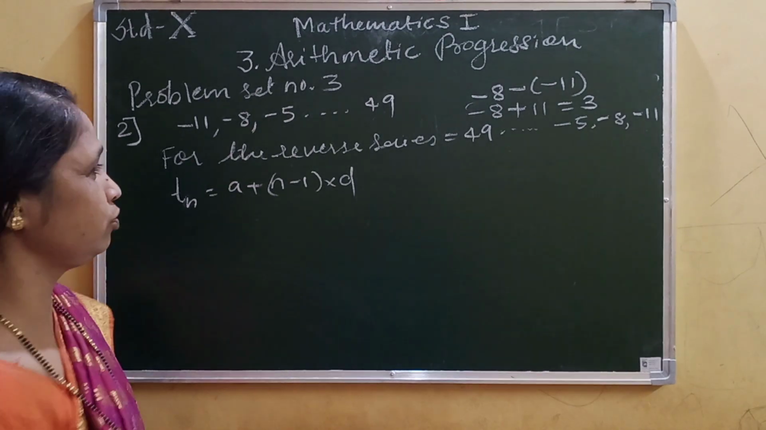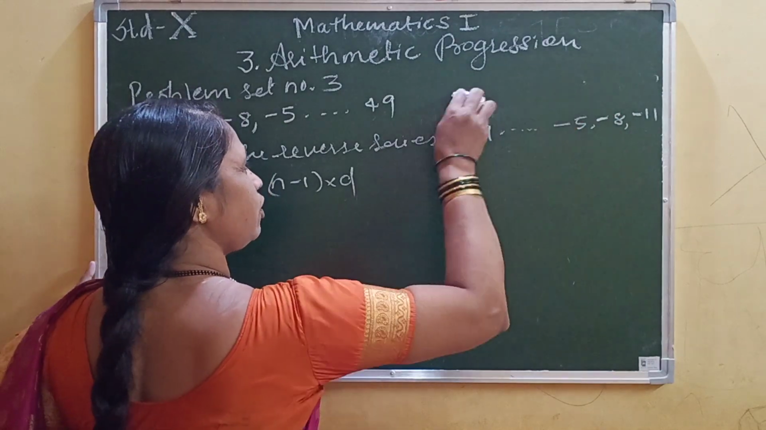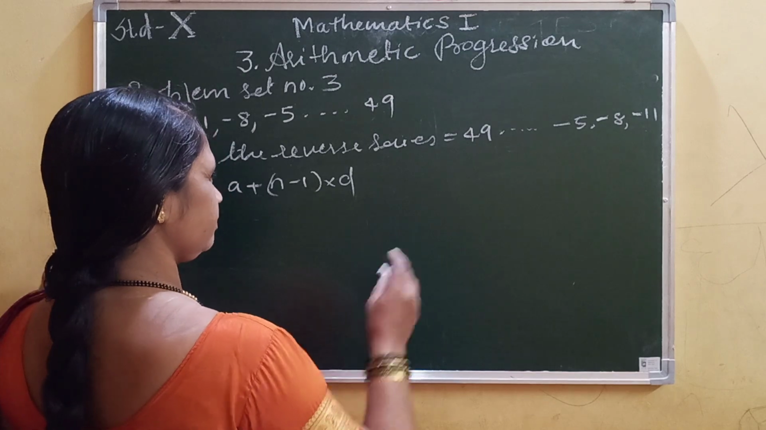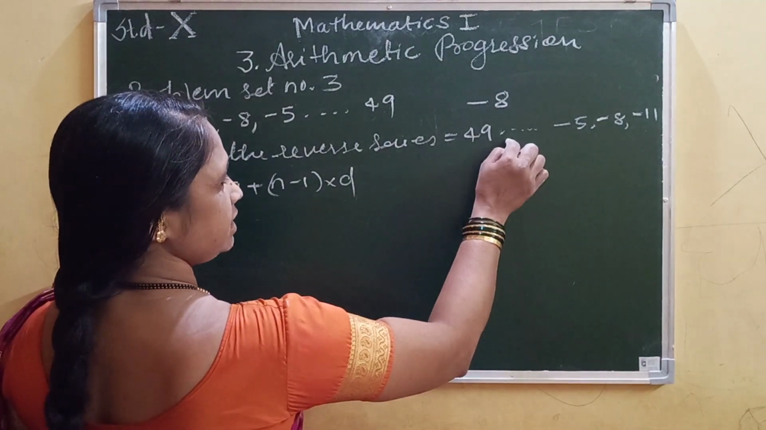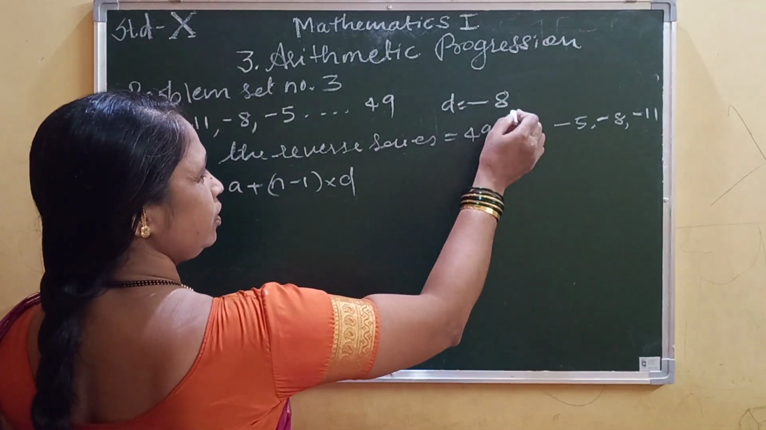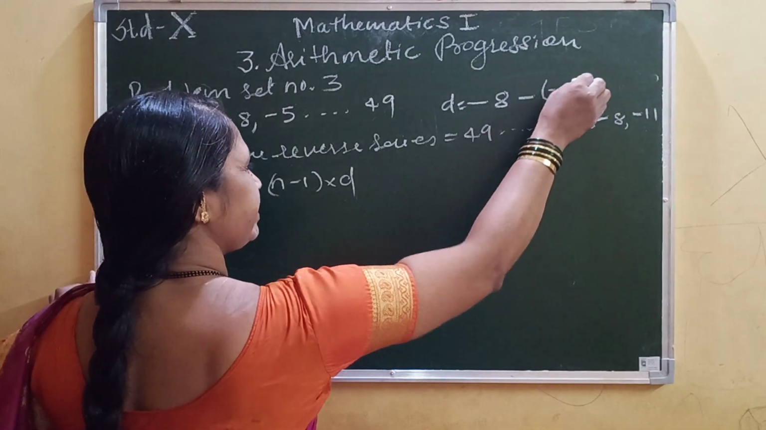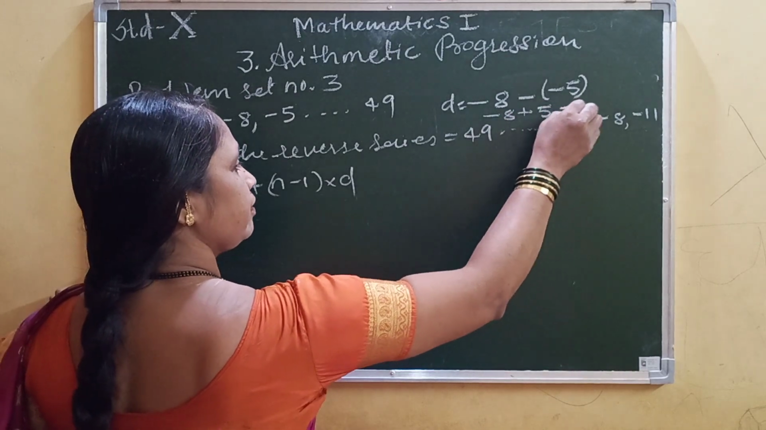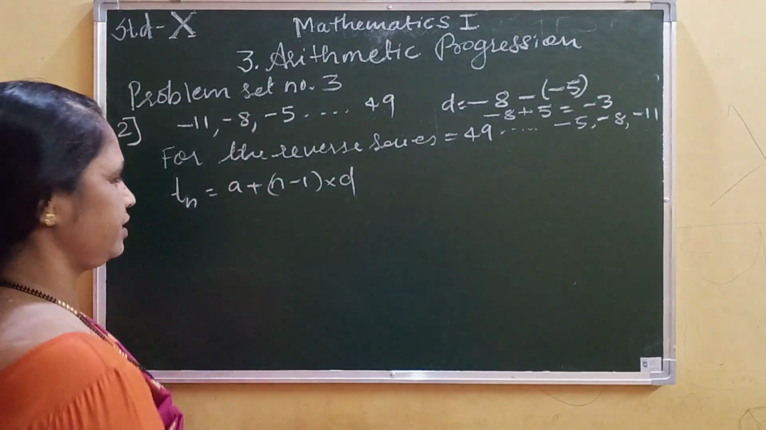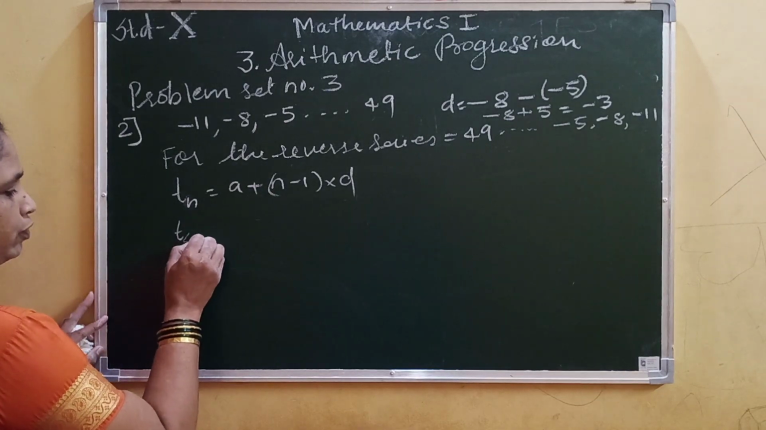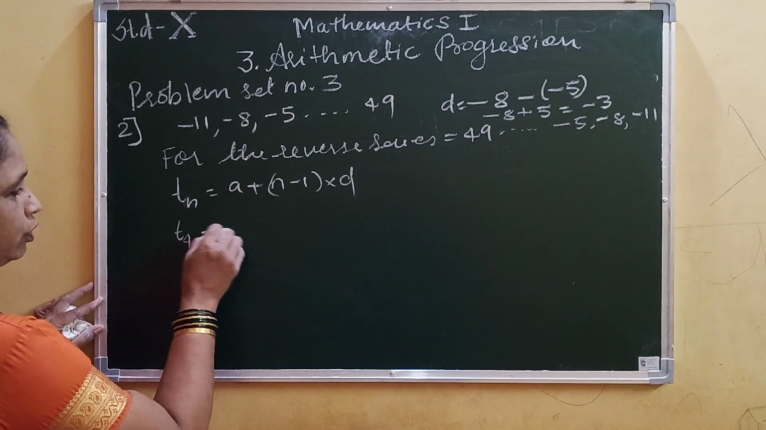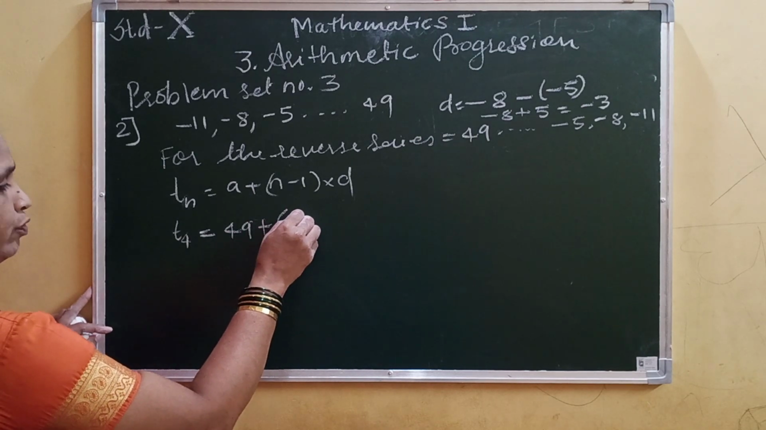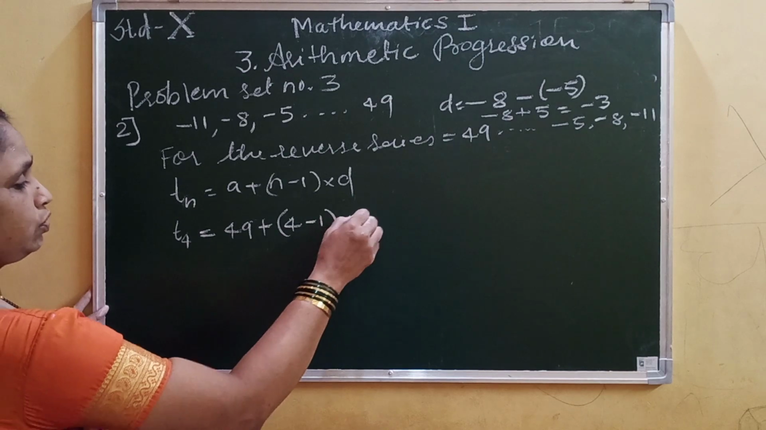That will be equal to how much? In this reverse series, D is equal to minus 8 minus (minus 5), which is equal to minus 3. The difference is minus 3. Now we have to find T4. So T4 will be equal to 49 plus n minus 1, where n is 4, so 4 minus 1 into minus 3.